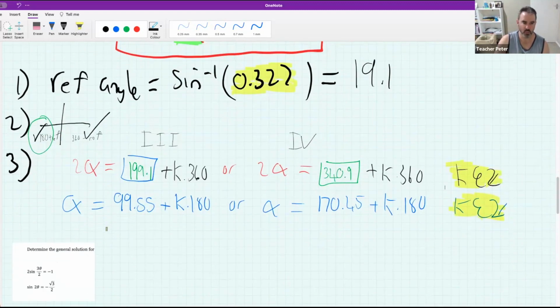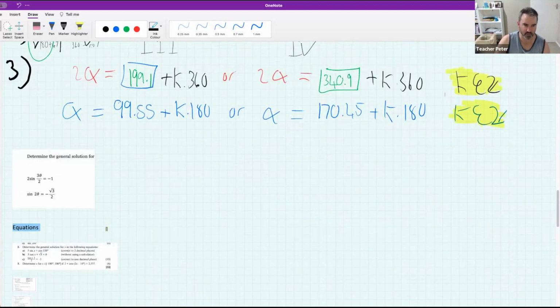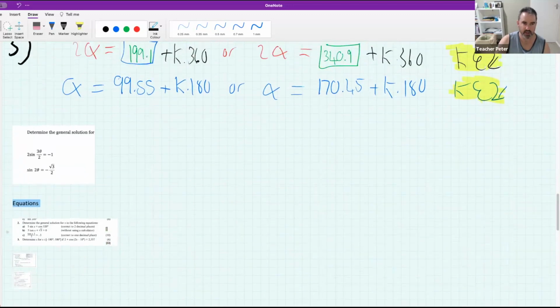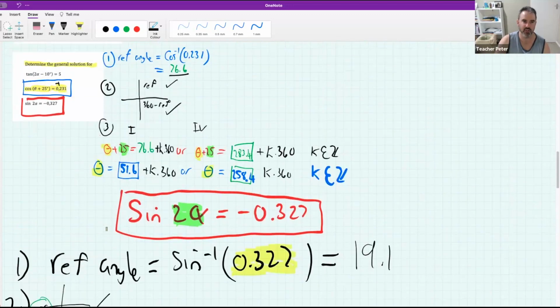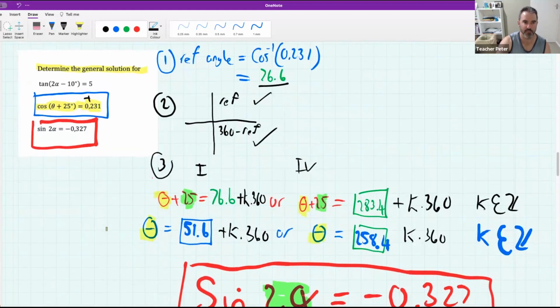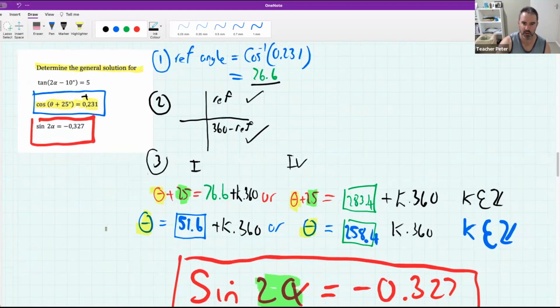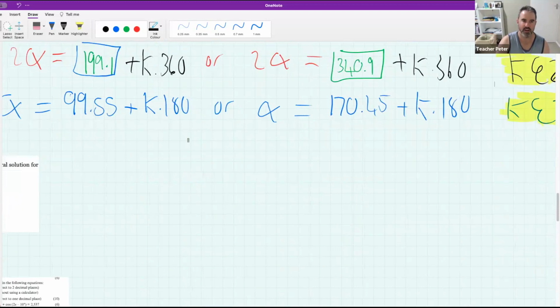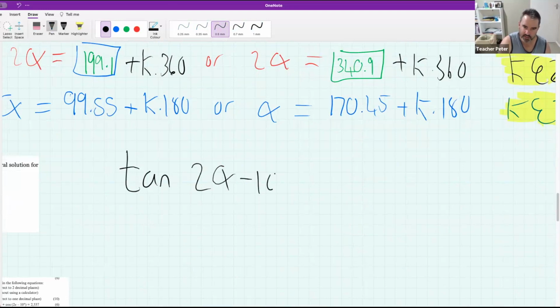Okay, let's try and squeeze in one more before we finish today. I want to find one which has a bit more. Let's do this one. Let's set tan 2 alpha minus 10 equals 5. Tan 2 alpha minus 10. So I'll write it down. So tan 2 alpha minus 10 equals 5.